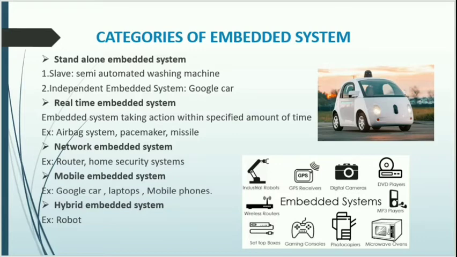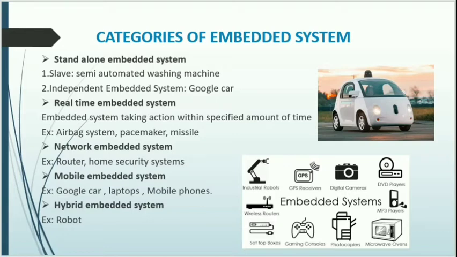And the second one is real-time embedded system. It is an embedded system which takes the action within a specific amount of time. Examples are airbag system, pacemaker, missile. And the third one is network embedded system, which means when a program is running inside another device, a network is formed, which is called network embedded system. Examples: router through which we are getting the Wi-Fi, and home security systems, that is CCTV.